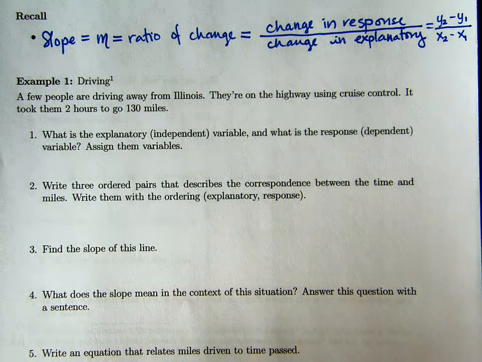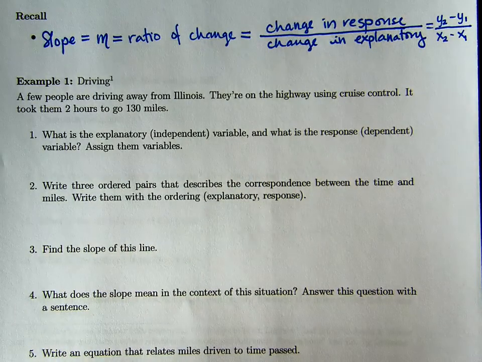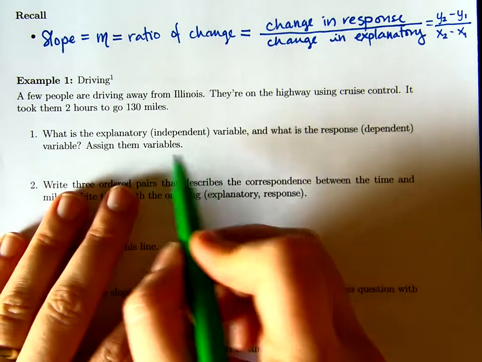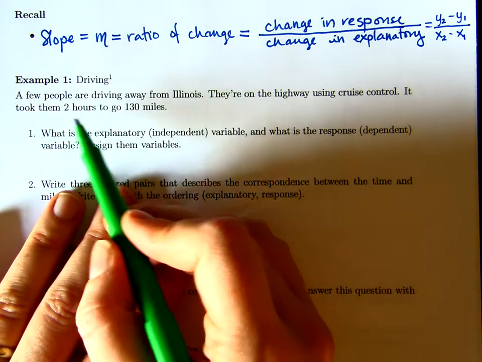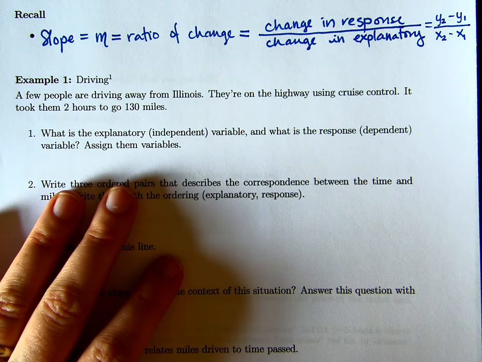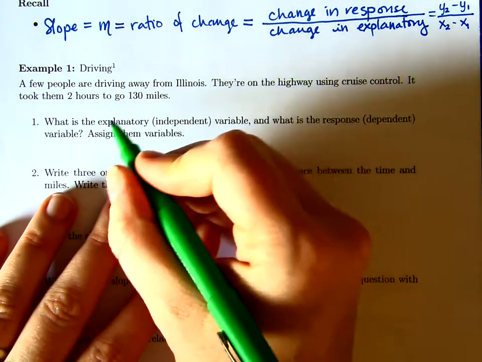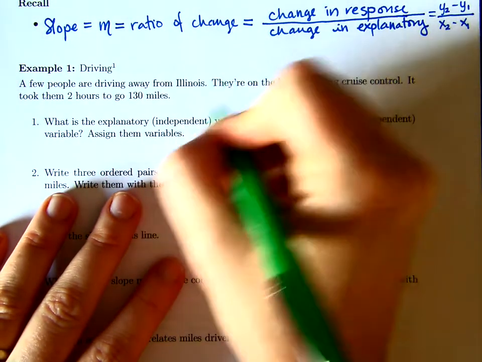What is the explanatory variable? What is the response variable? And assign them variables. Okay, so let's see. Well, we have two things happening. We have time and we have distance. So does the distance depend on time, or does the time depend on the distance? I feel like time doesn't really respond too much. It is usually the explanatory. So the time is explaining how far.